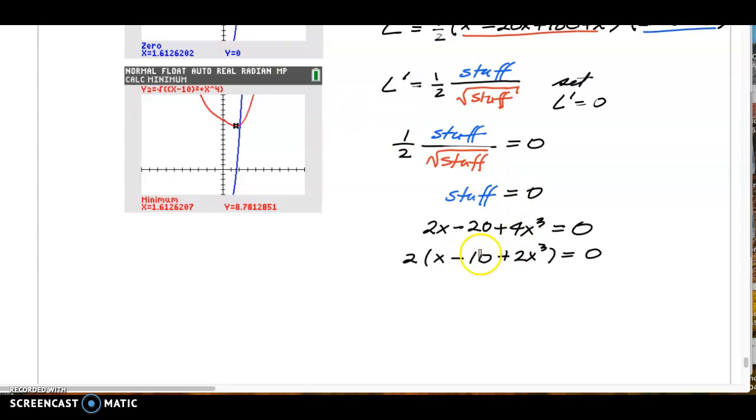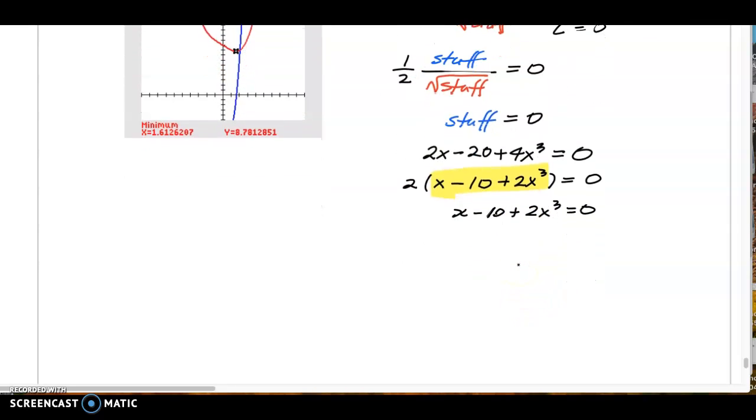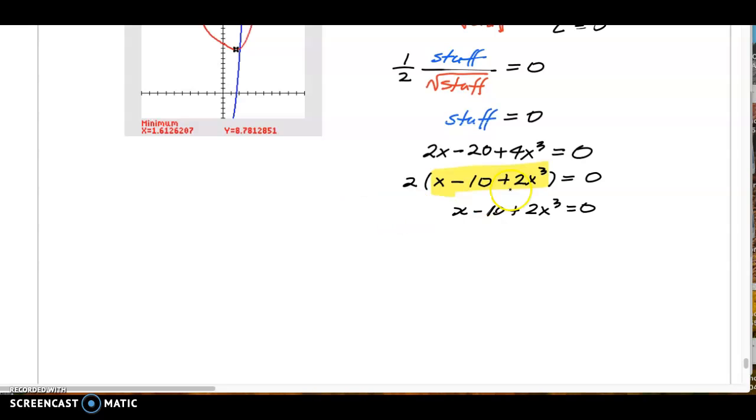So the equation so far, what we have is just this. Because we divide both sides by 2, we now have x minus 10 plus 2x cubed is equal to 0. Right? So here's the point.